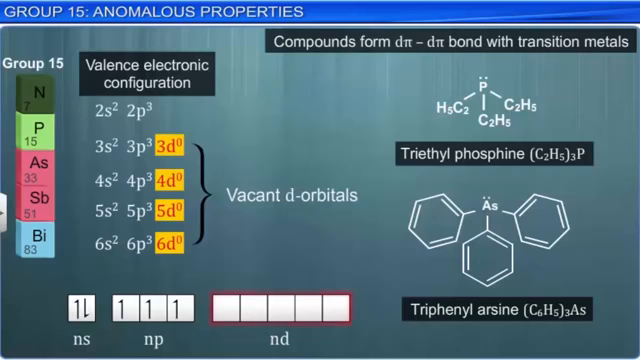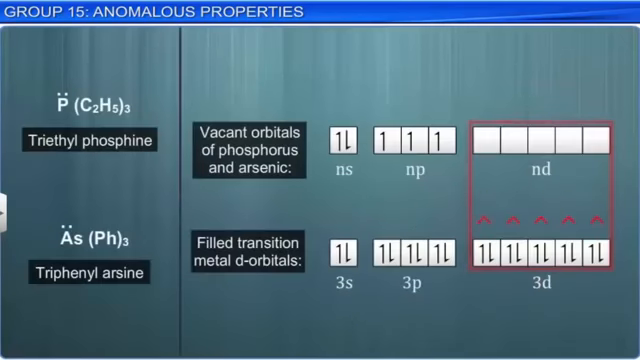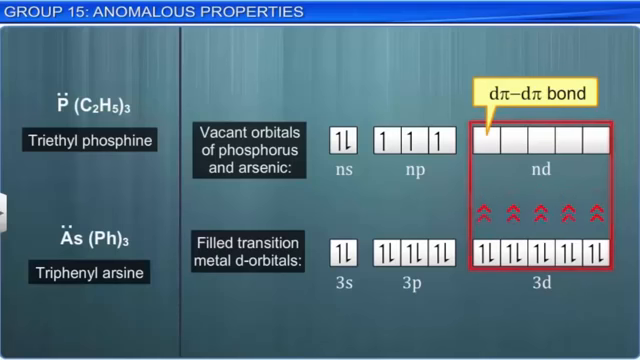Vacant d orbitals present in the phosphorus and arsenic of triethylphosphine and triphenylarsine accept electron density from filled transition metal d orbitals and form d-pi bonds, as shown here.